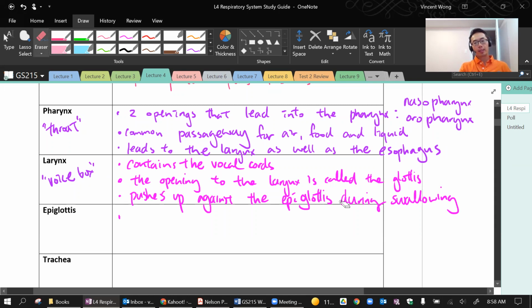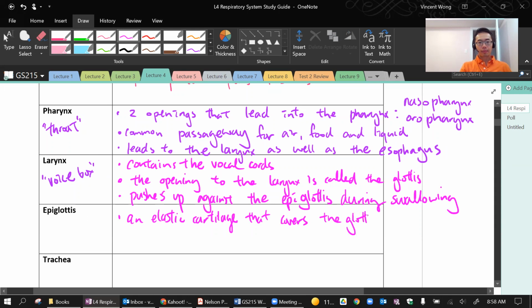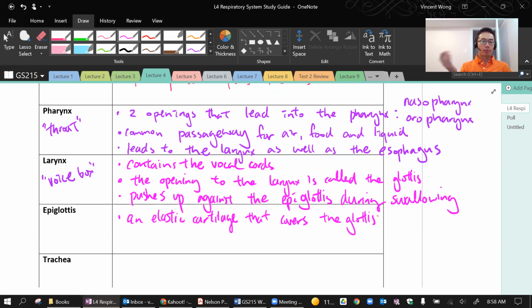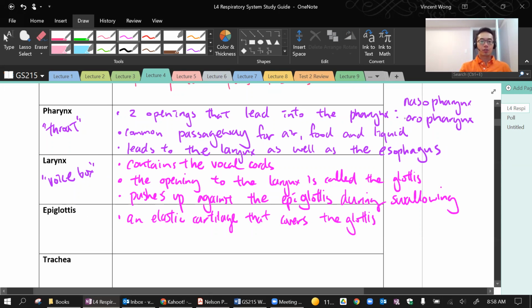So the epiglottis, we already talked about it. It's basically an elastic cartilage that covers the glottis. And again, as you saw in the video, the epiglottis is not the one that's doing the motion. It is the larynx that's doing the motion.